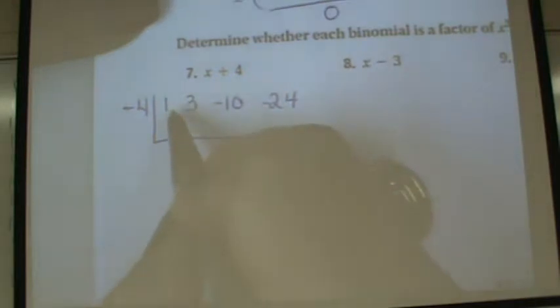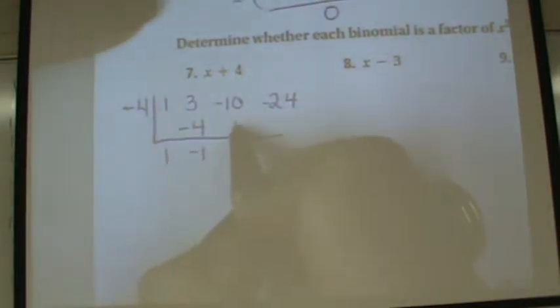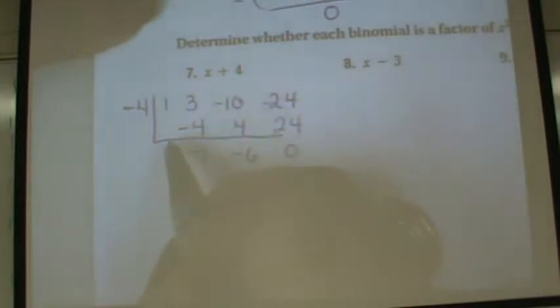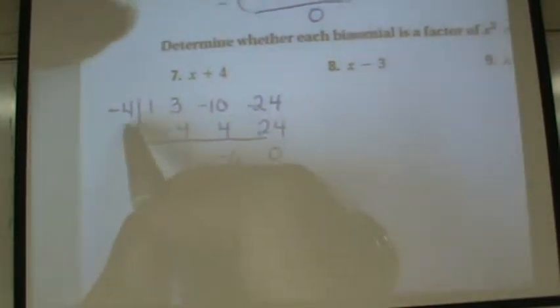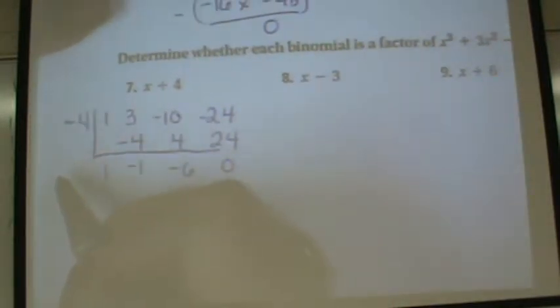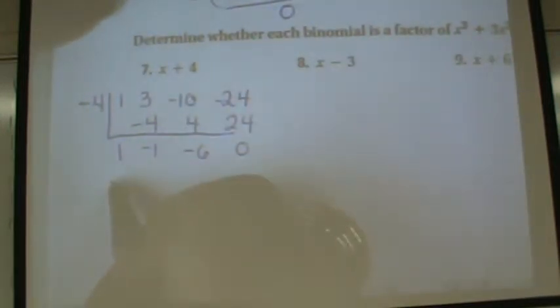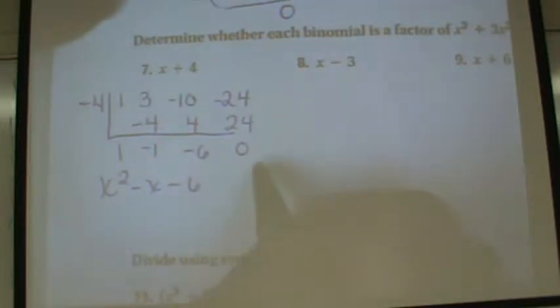To do synthetic division, you bring down the 1, multiply, add, and multiply, you get a 0. So yes, this is a factor of x cubed plus 3x squared minus 10x minus 24. So if you were to write the answer is yes, and you would have x squared minus x minus 6. It goes into it evenly.